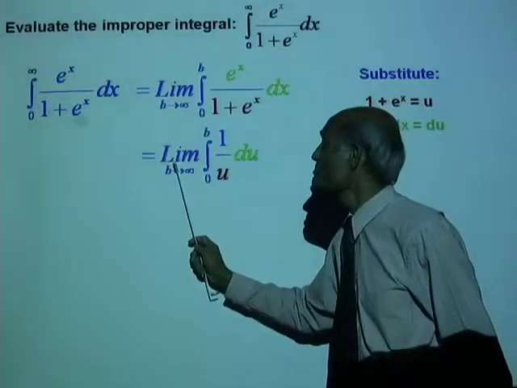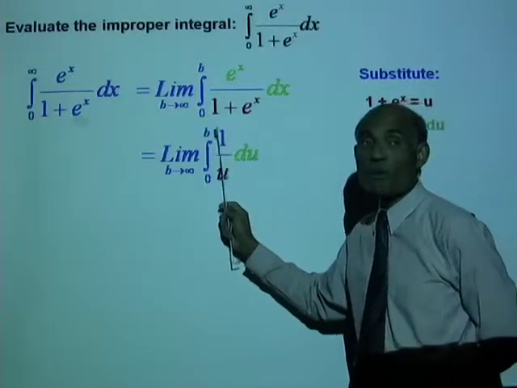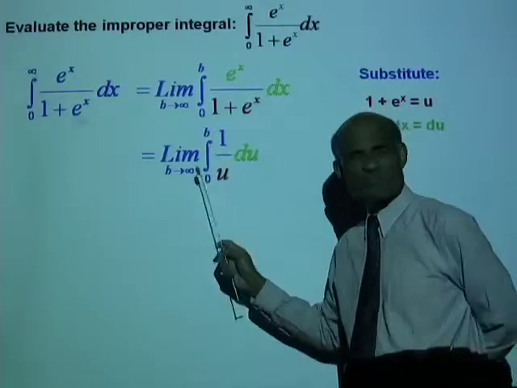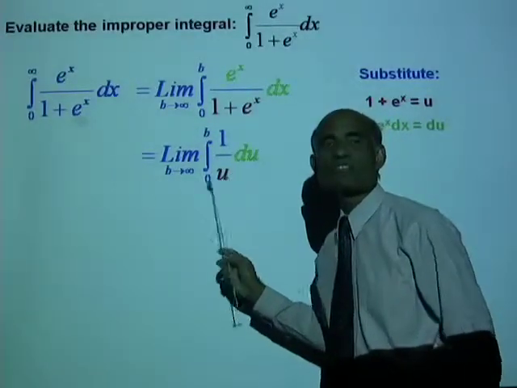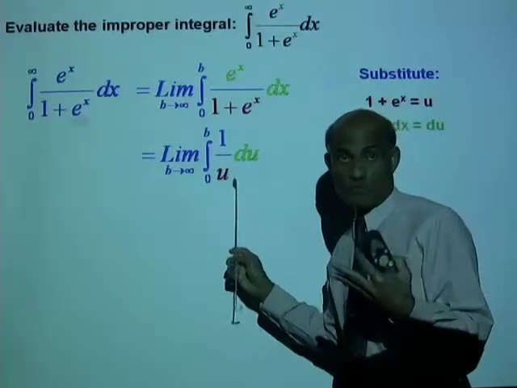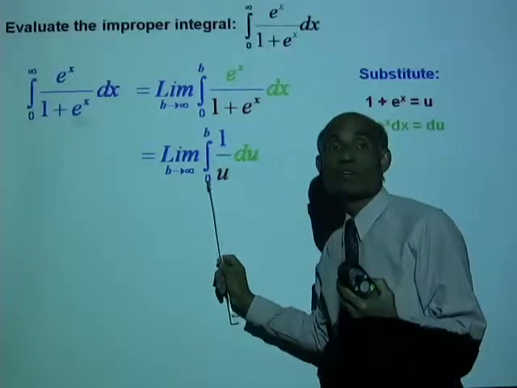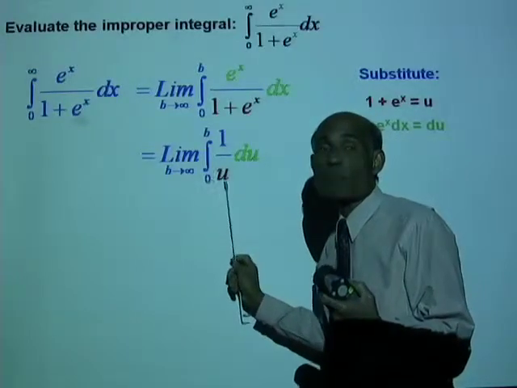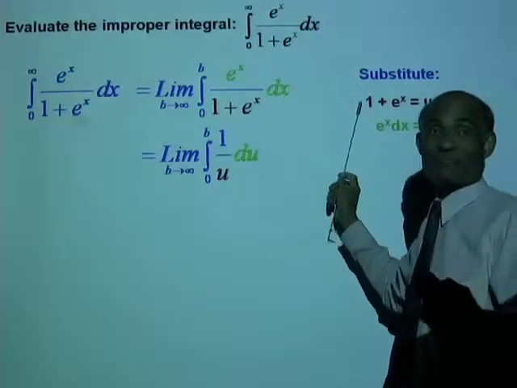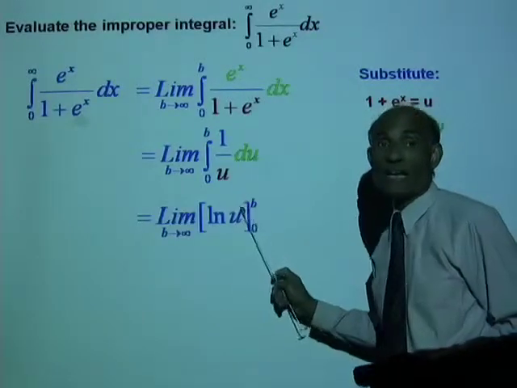So this will be the limit as b approaches infinity, integral from 0 to b. I warn you, this limit is for x, not for u. But we just carry it. Once we finish the integration, we can replace u in terms of x and then apply the limit. So this 0 to b does not apply to u, although you can say u is a function of x.